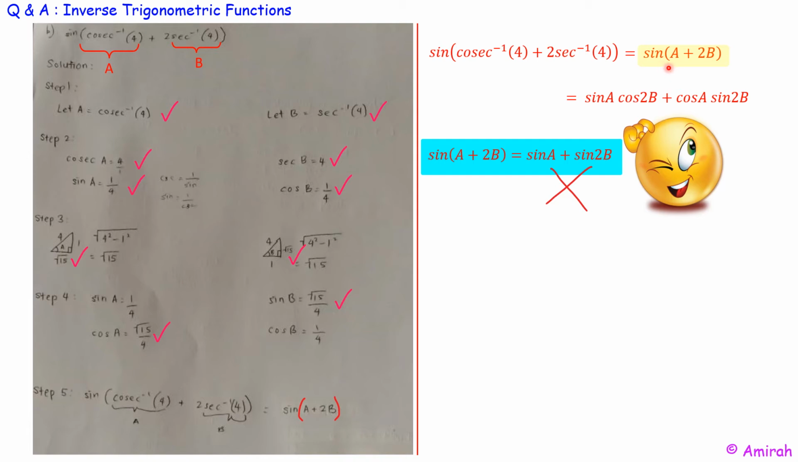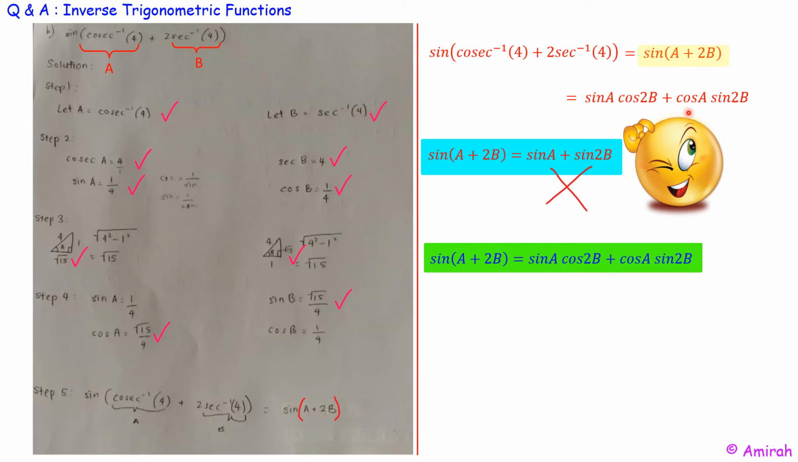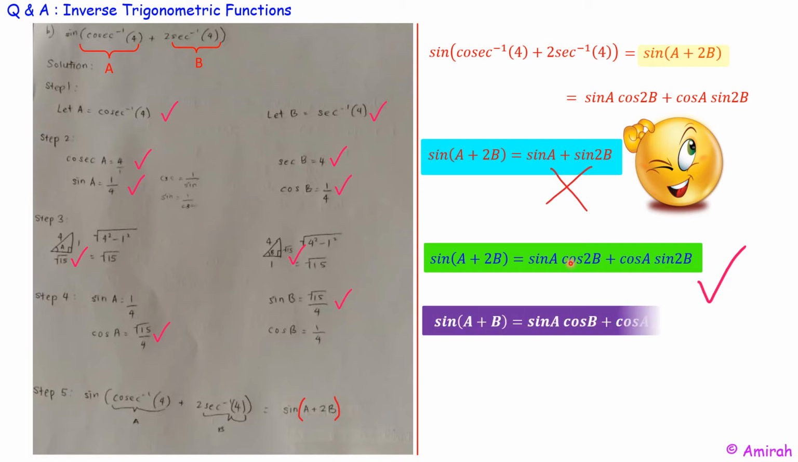Okay, so formula sebenar untuk sin A plus 2B ialah sin A cos 2B plus cos A sin 2B. Okay, this is the correct formula. Right? Macam mana kita dapat formula ni? Kalau you recall back, you ada belajar masa pre-calculus lepas dalam topik ordinary trigo function. Kita ada sum angle identity. Sin A plus B equals to sin A cos B plus cos A sin B. Tapi sekarang B kita adalah 2B. So ni akan jadi 2B. Alright?